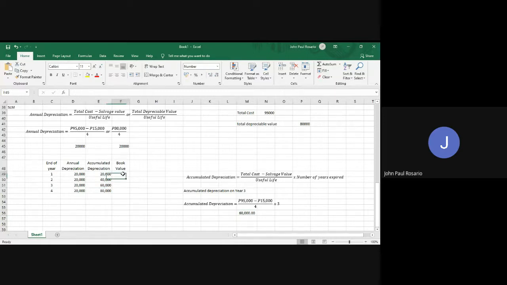Okay. For your book value, again, we deduct from our total cost of 95,000 our accumulated depreciation. So we continue that for all the years. Still 95,000 less our accumulated depreciation. Now, what you should always remember is that at the end of its life, which is the 4th year, your ending book value should equate to your salvage value.